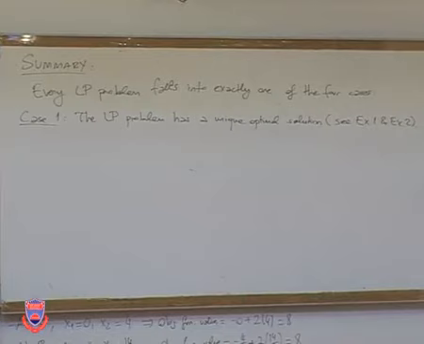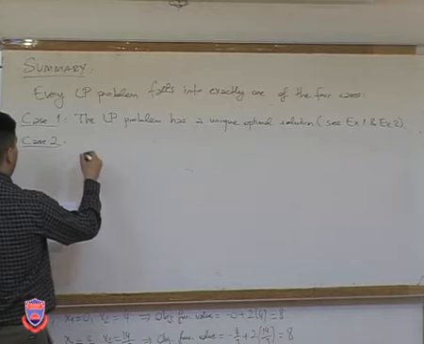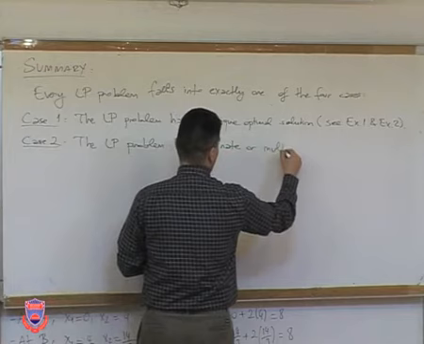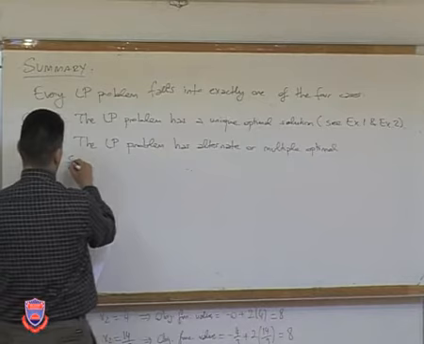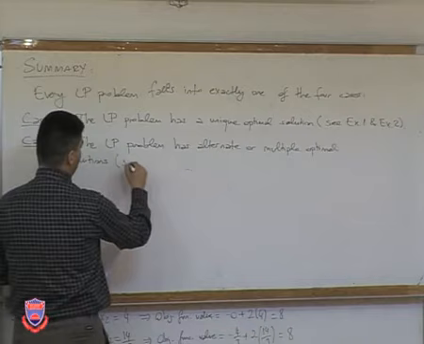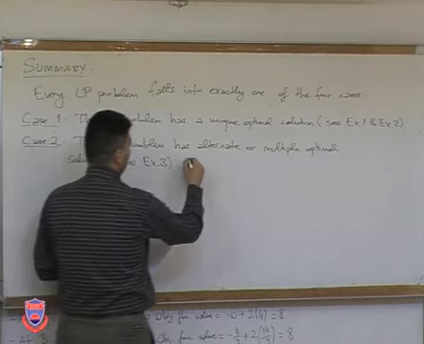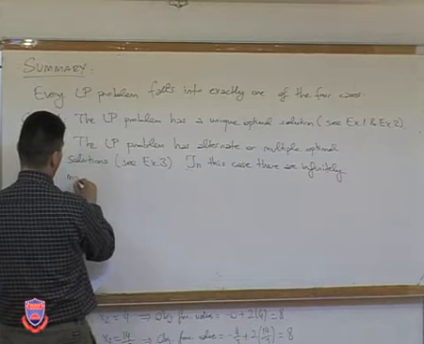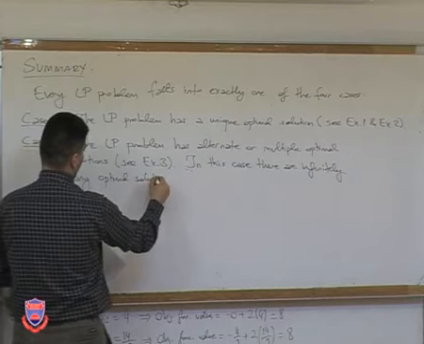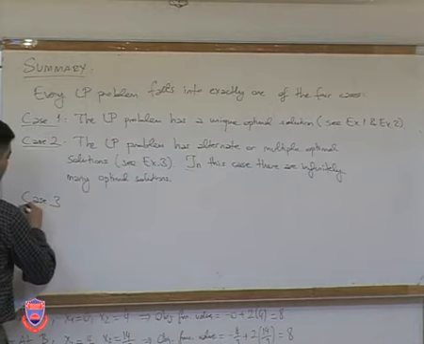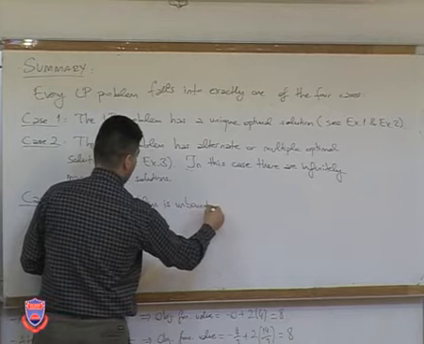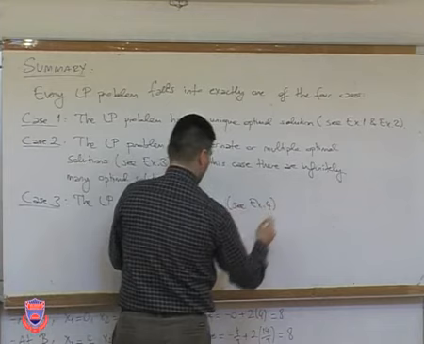Case number 2, the LP problem has alternate or multiple optimal solutions. This is the case in example 3. In this case, there are infinitely many optimal solutions. That's important. There are infinitely many optimal solutions. Case number 3, the LP problem is unbounded. See example 4. In this case, there's no optimal solution.